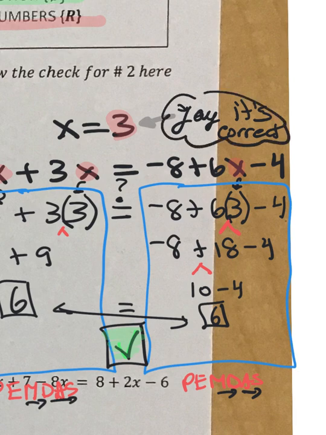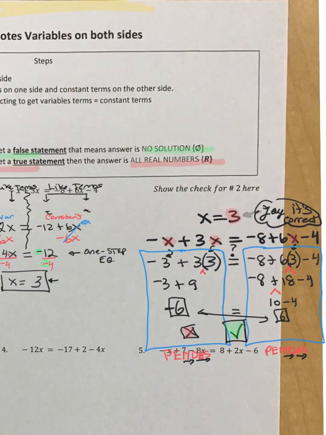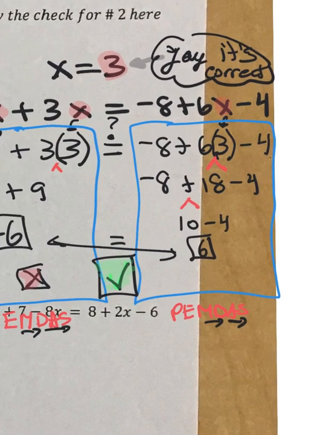Now, if you got something like negative 6 equals 6, then you would say, that is not correct, and then you'd have to go find an error. You'd have to go back to your problem and go see if you can find a mistake, right? It has to be the same thing on both sides, and in this particular problem, we did get 6 on both sides, so that means we did get the right answer. We did not make a mistake.